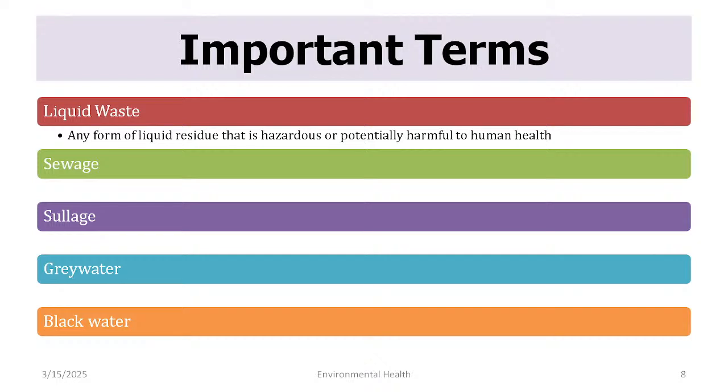Liquid. What about human excreta? The things which come out of our toilets. What will that belong to? All of these are liquid waste. All four. So human excreta will be sewage, sewerage, grey water, black water.